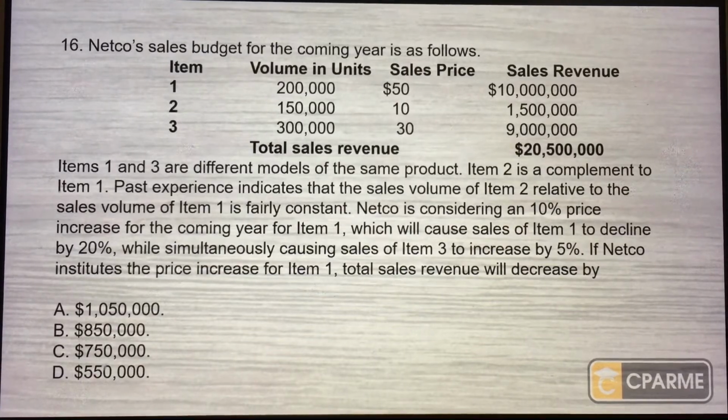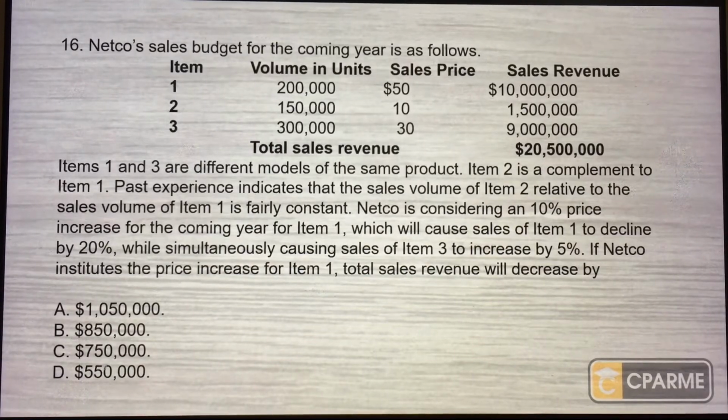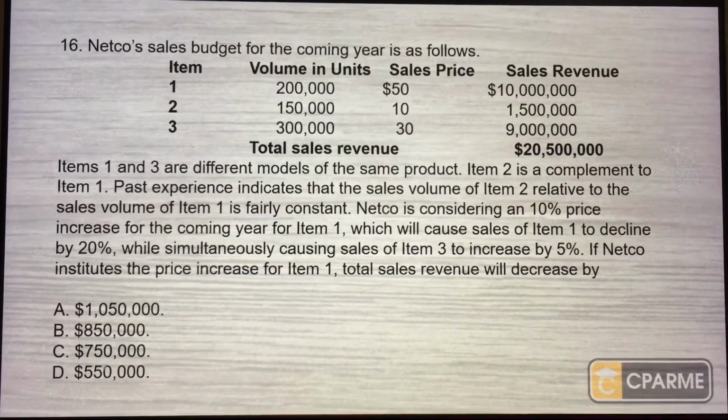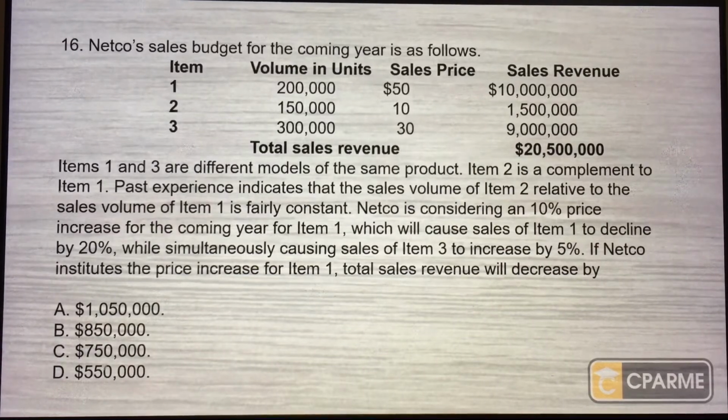So the volume of item 1 is 160,000. It has an impact as well on the item 2 activity: 150,000 times 0.8. Then, simultaneously, it causes sales of item 3 to increase by 5%. So the volume for item 3, from 300,000, will increase by 5%.